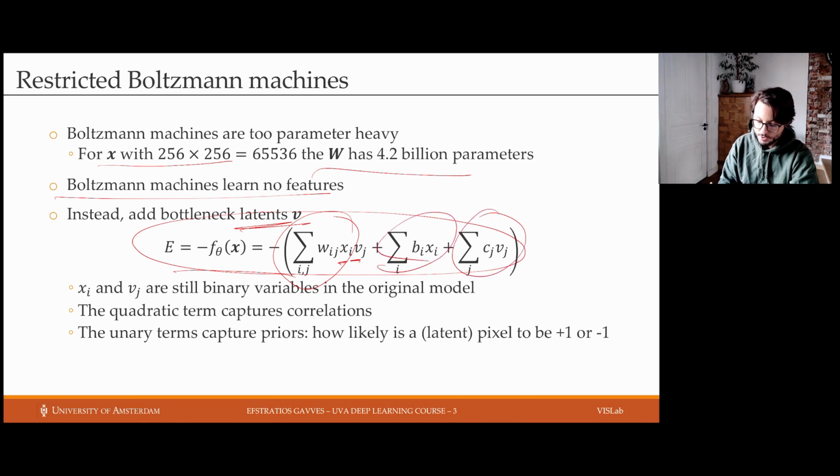The two unary terms can be viewed as capturing priors on our inputs and on our latent values. So basically, how much should the prior information, whether a pixel is 1 or -1, influence the final state of our neural network.